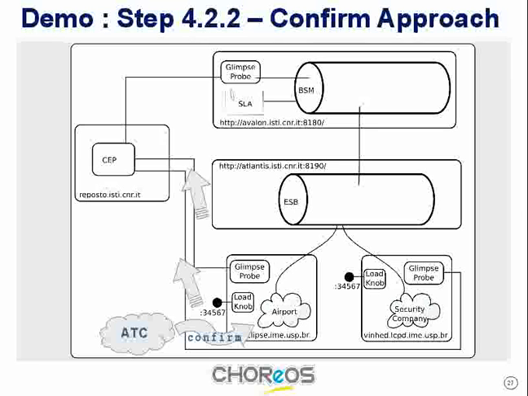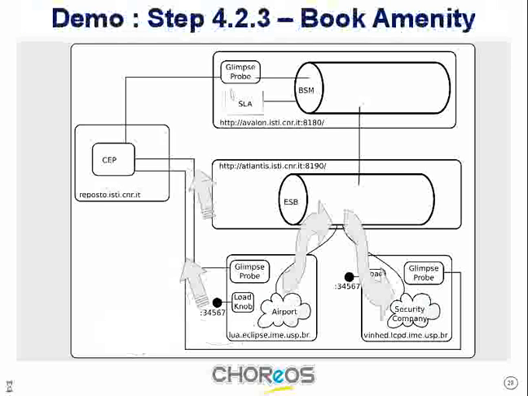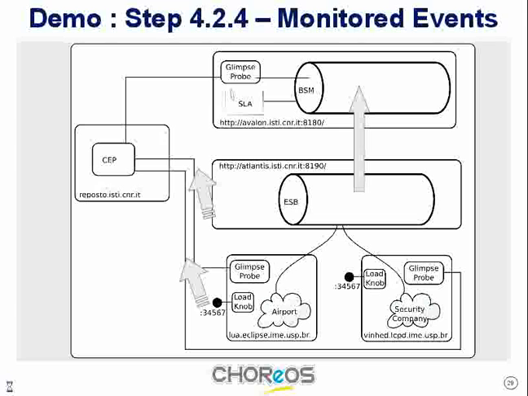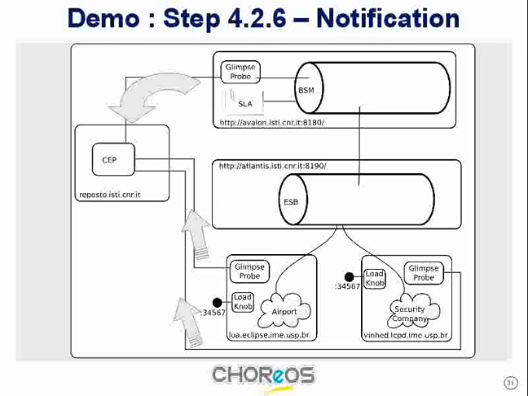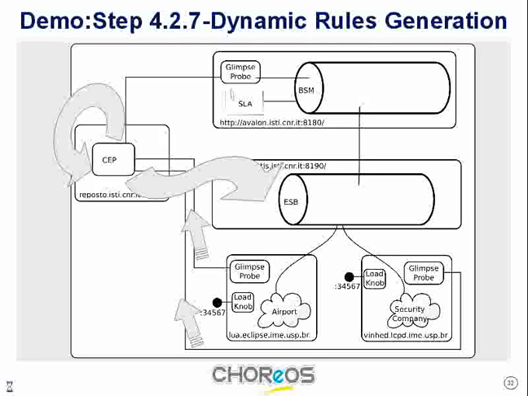So when we simulate the ATC service invoking the airport service for a confirmation of landing, and the airport agrees, it then starts interacting with other services in order to book amenities, like the security company. Those data are sent to the BSM, and if an SLA violation occurs in this case, when the Glimpse probe sends the notification to the CEP, it can start the process we saw before.